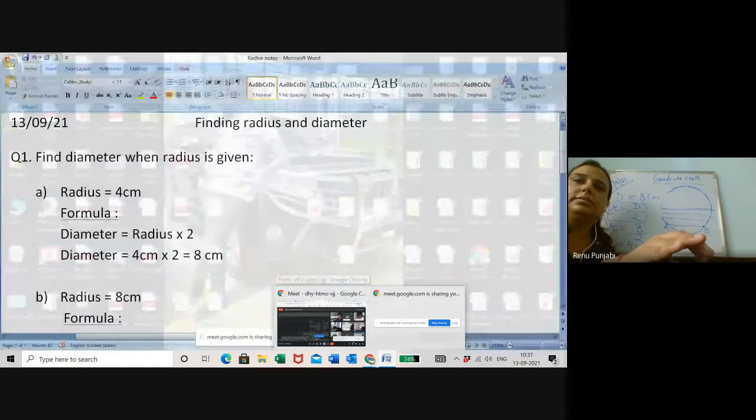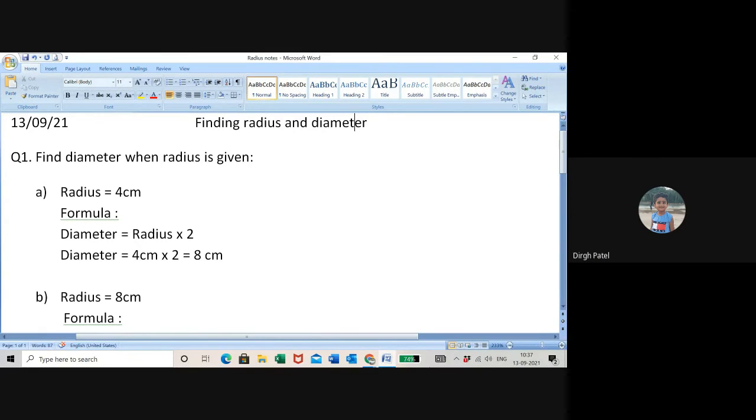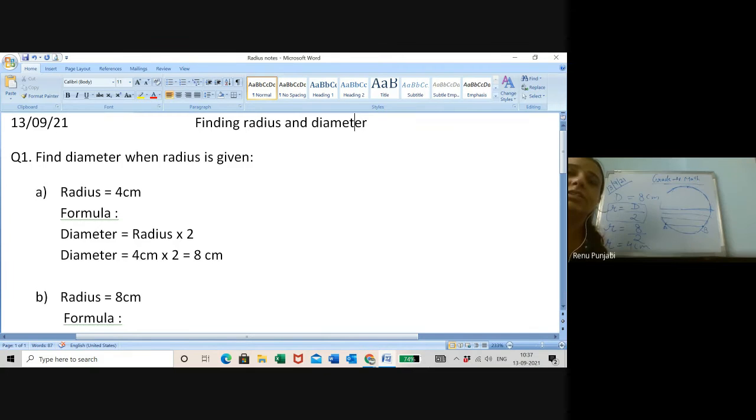Dheer Patel, give me one example. The radius is 32. So the diameter will be 64. Very good. 64 what? Meter, centimeter, inches, what?